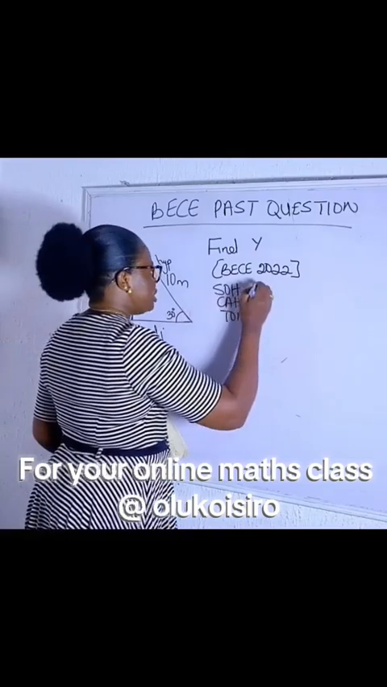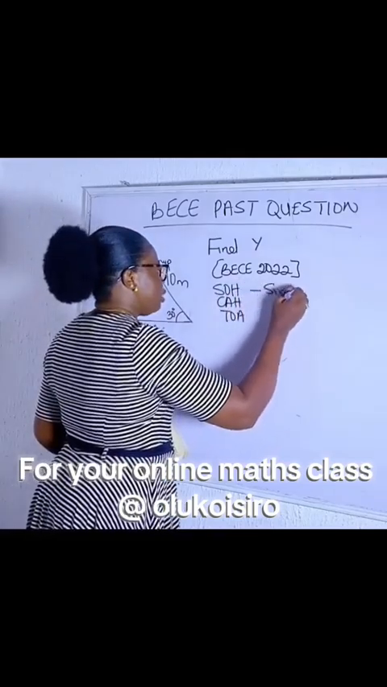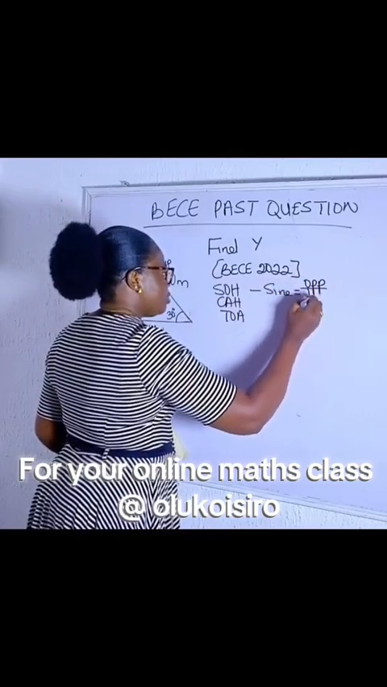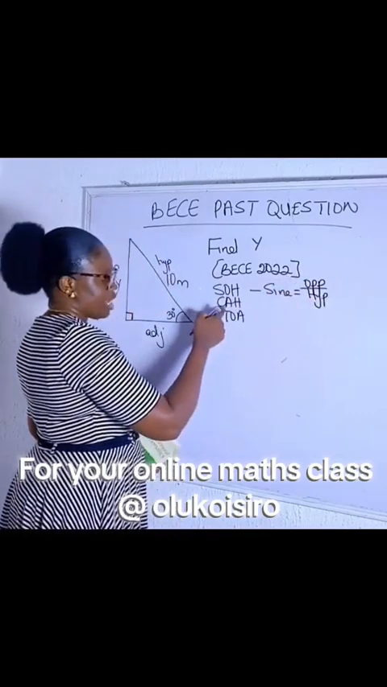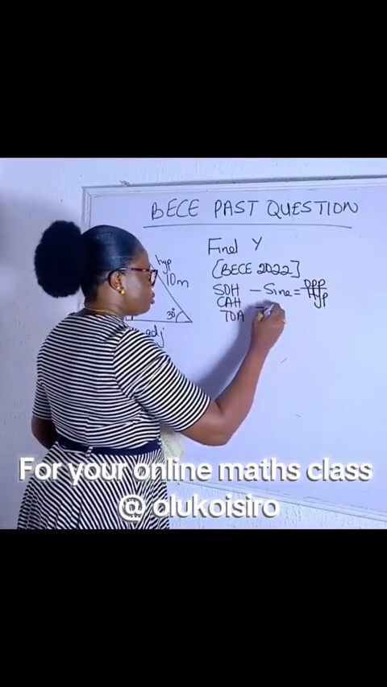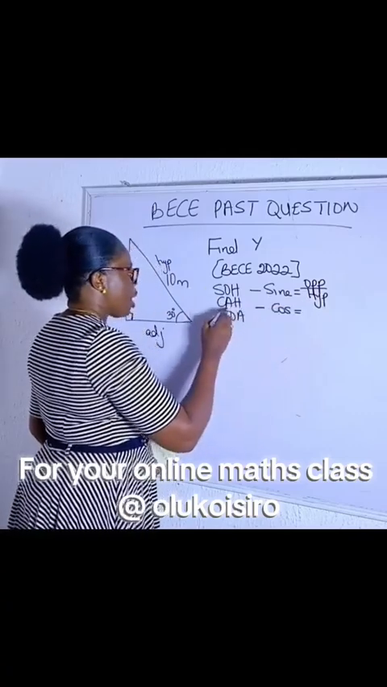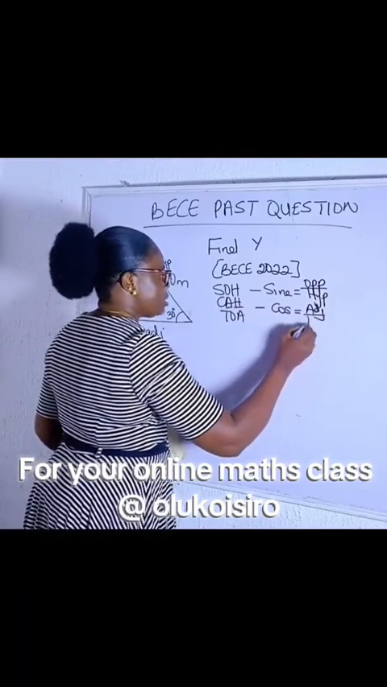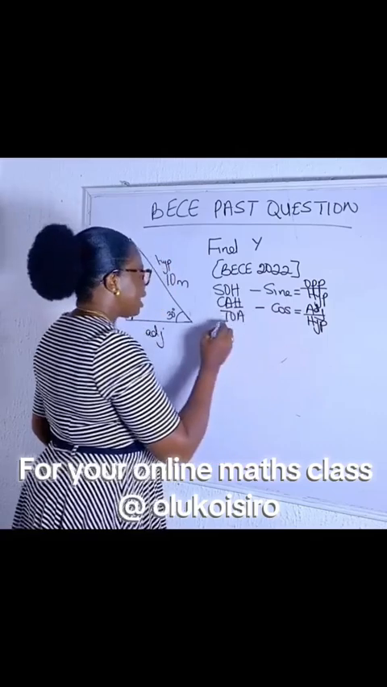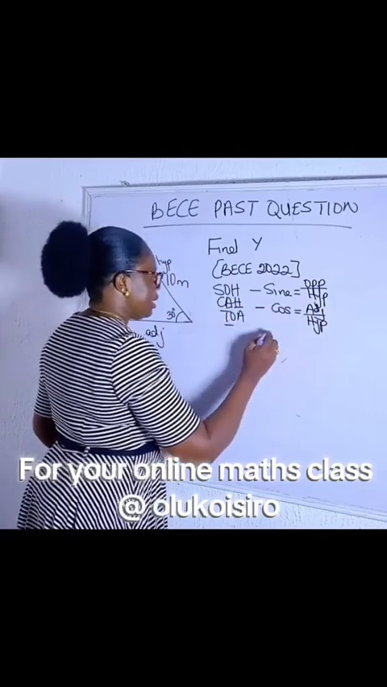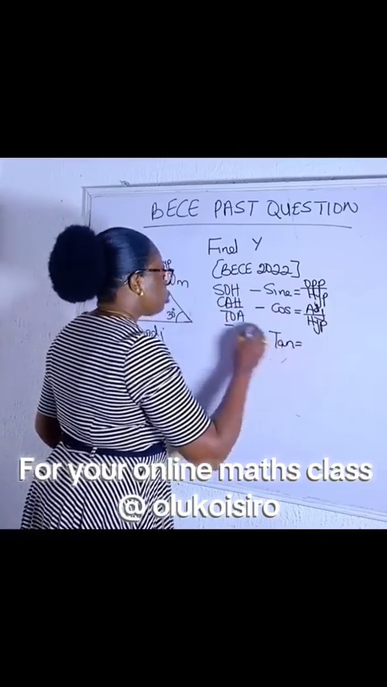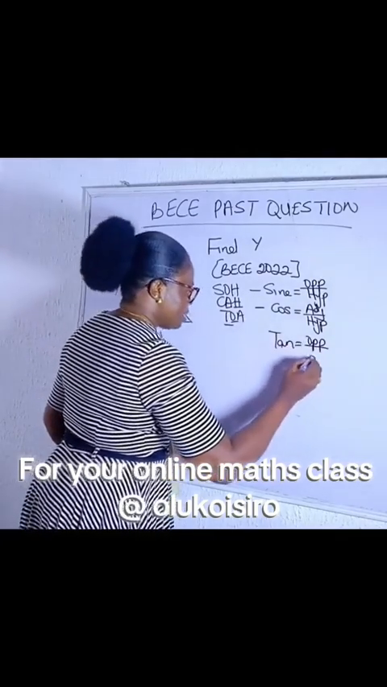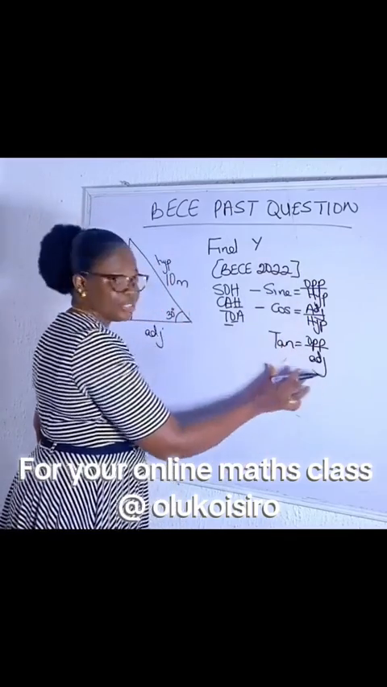The first one is sine equals opposite over hypotenuse. That is the first one. The second one is cos equals adjacent over hypotenuse. Then the last one is tan equals opposite over adjacent. So this is what we mean by SOHCAHTOA.